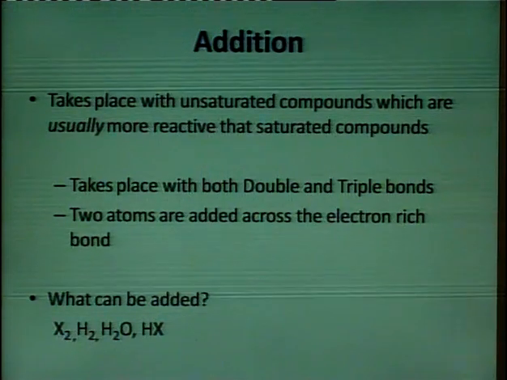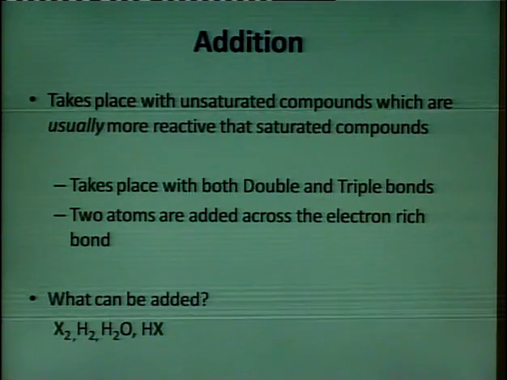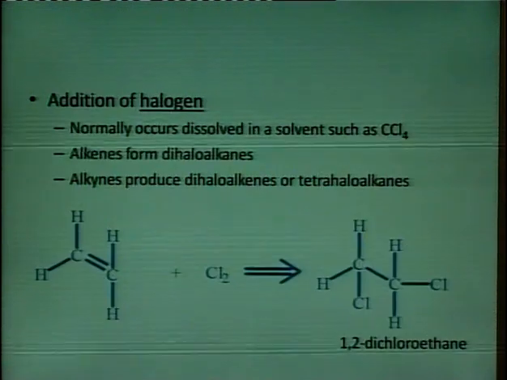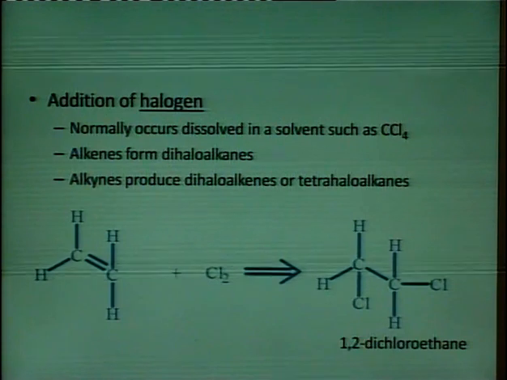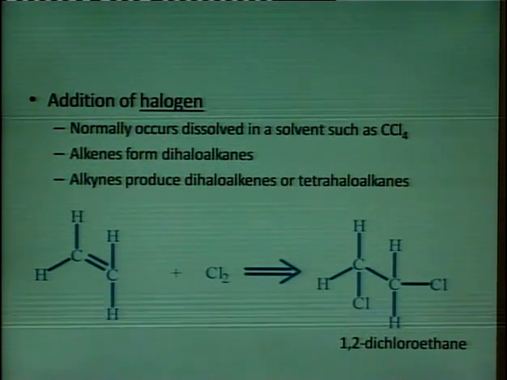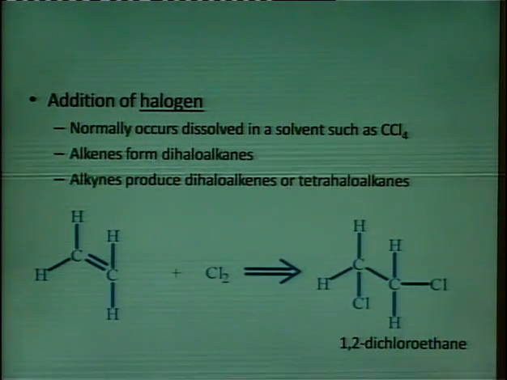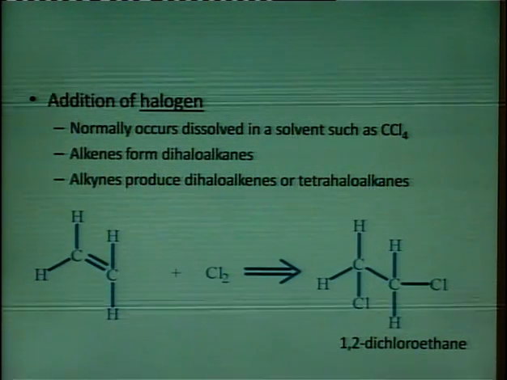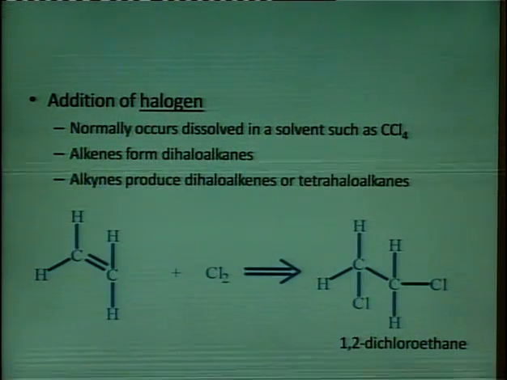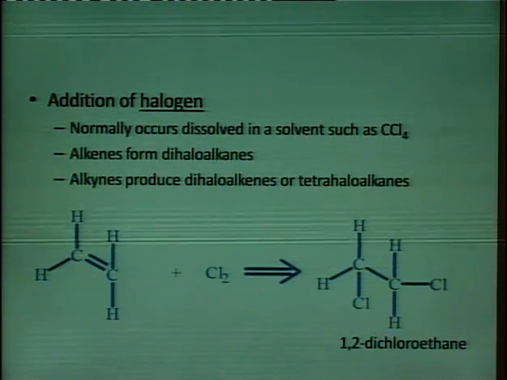So, halogens, hydrogen, water or haloacids can be added where a double or triple bond is present. Going through an example of the addition reaction, ethene reacts with chlorine and 1,2-dichloroethane is formed. Both chlorines go to carbon number 1 and carbon number 2.